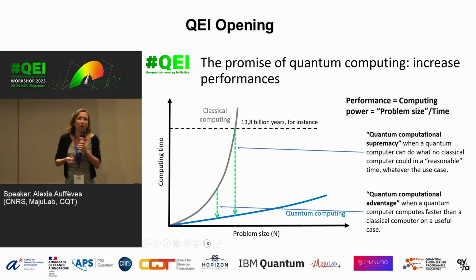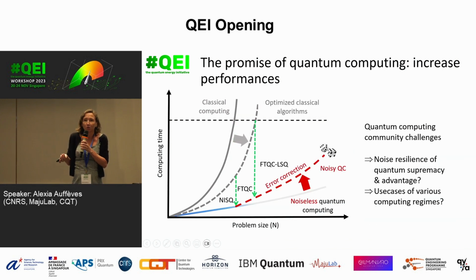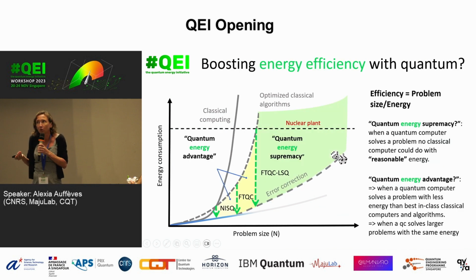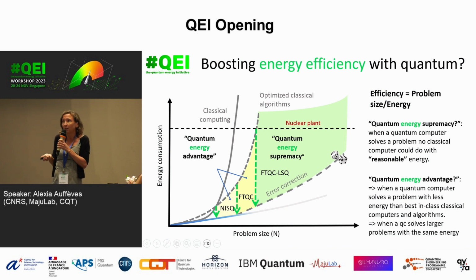And obviously this promise comes on a bumpy road because there is noise. So we know that to correct the noise, we need to practice error correction, fault tolerance. Ergo, there are more physical operations. Ergo, the quantum advantage is not guaranteed anymore. And so currently, what the quantum computing community is working at is to study what is the noise resilience of quantum supremacy and quantum advantages, and how can we define interesting use cases.